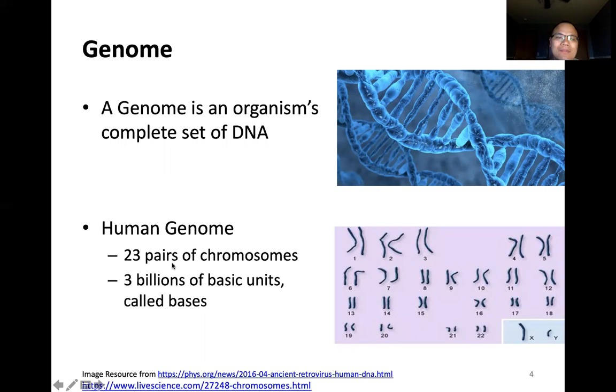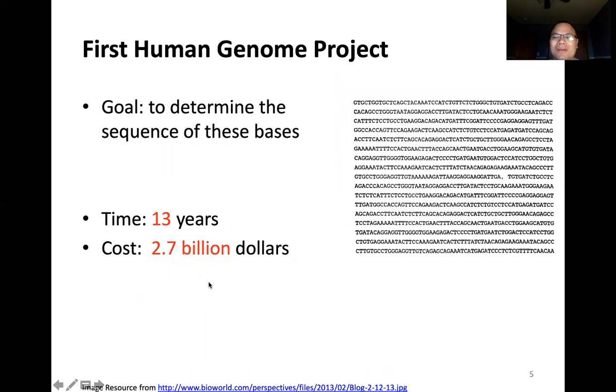For our human genome, we have 3 billion basic units. We call them bases. So it's a very, very large number. For the first human genome project, the goal was to determine the sequence of these 3 billion bases. The figure just shows you a very small portion of the sequence, and it took about 13 years and cost about $2.7 billion.